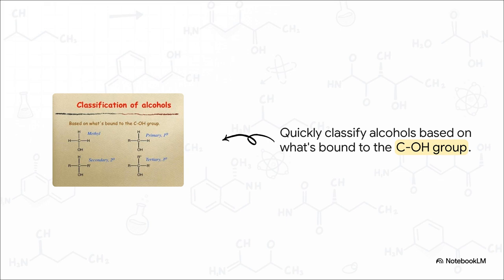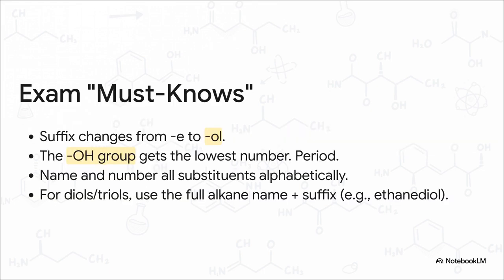One last little thing you'll probably see is classifying alcohols. It sounds complicated, but it's really simple. It's all about the carbon that's actually attached to the OH group. If that carbon is bonded to just one other carbon, it's called primary. If it's bonded to two other carbons, it's secondary. And if it's bonded to three other carbons, you guessed it, it's tertiary. This is a really quick way to categorize them, and it becomes super important later on when you study their chemical reactions.